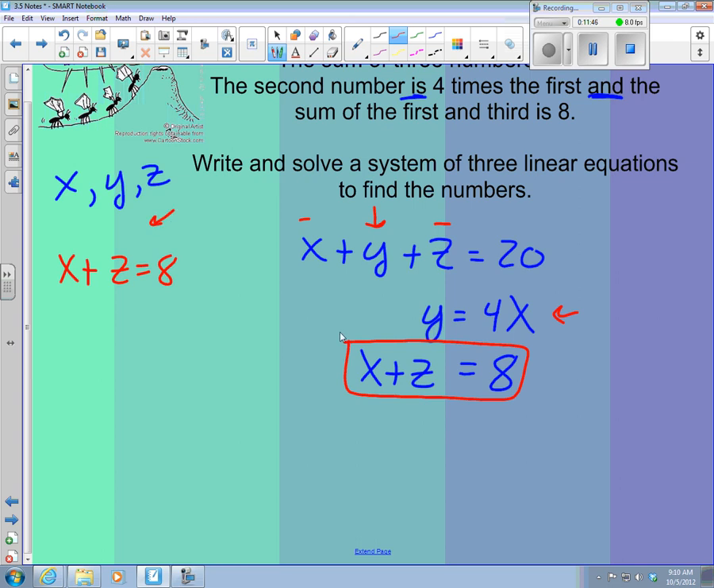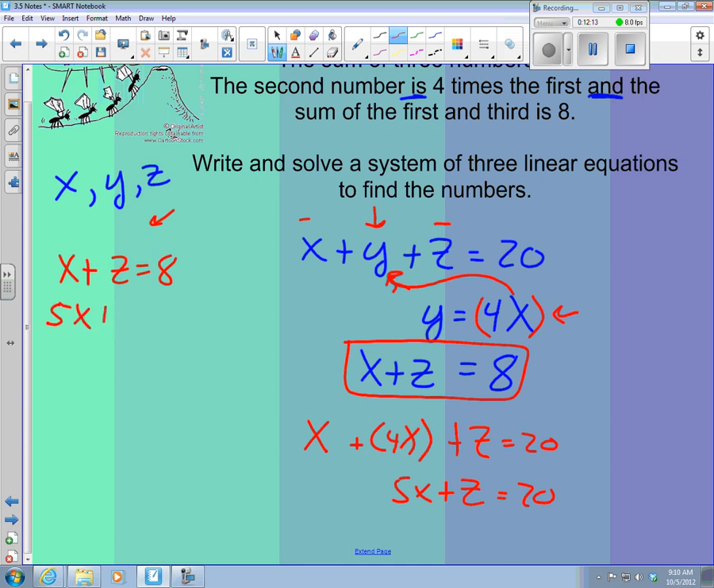And I notice this, y is equal to 4x. So I'm going to use a little substitution for a minute here. When I do that, that top equation becomes x plus 4x, I'm plugging that in right here for the y, plus z equals 20. Now x plus 4x is 5x, plus z equals 20. So I have 5x plus z equals 20. So I went from a 3 by 3 right here and here and here down to a 2 by 2, and that's what you want.